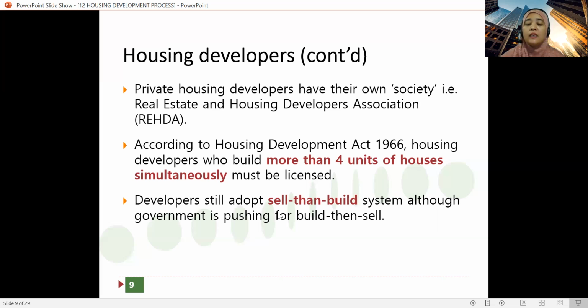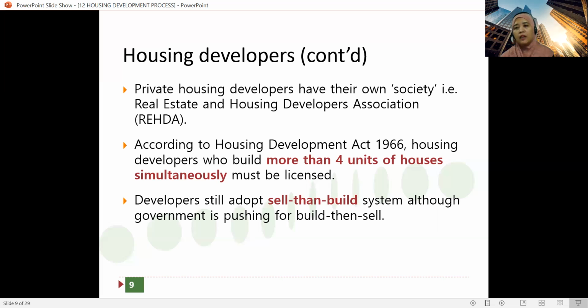So we are still implementing the sell then build system, but the government is pushing for build and sell. The house is finished, then sold. So this is the model being practiced in other countries. For instance, in Australia, and also Hong Kong, I think so. In Hong Kong, finish first then sell. Build, then sell. Okay. One argument against build and sell is that they say houses under build and sell will be more expensive compared to sell and build.